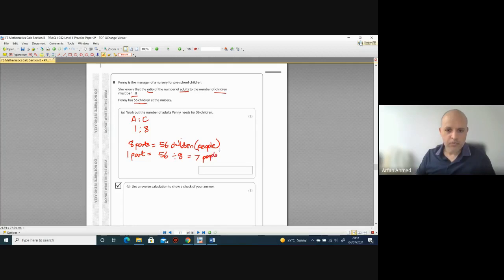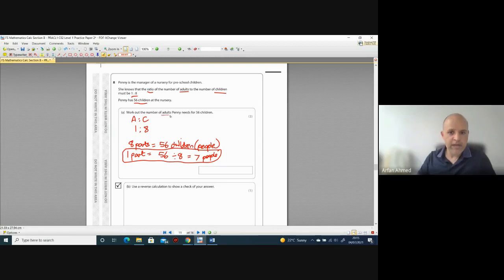That bit is your crucial bit, finding out what 1 part represents. When you find this out, you can work out any number of parts. If it's asking for 2 parts, you just double it. If it's asking for 8 parts, you times it by 8. If it's asking for 99 parts, you times it by 99. So if you can work out what 1 part represents, you can work out any number of parts.